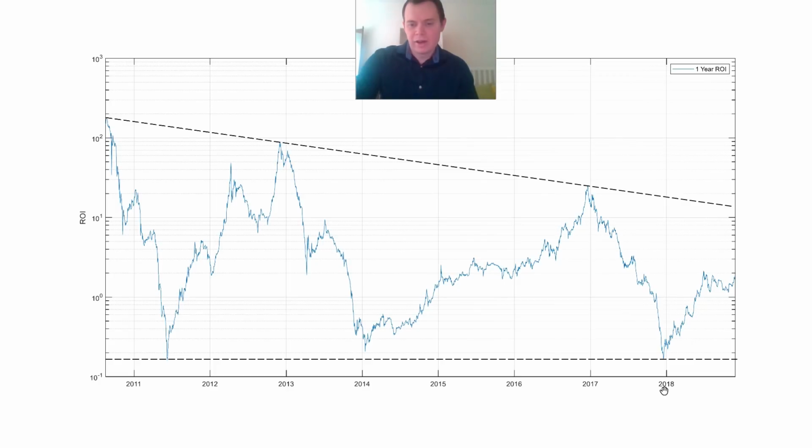Now note that the x-axis here, so time, only goes up to the end of 2018. This is because this would have been the ROI that you would have on Bitcoin had you bought it exactly 1 year ago. So 10 to the 0 means a 1x. Then 10 to the 1 is 10x. And these little tick marks are 2x, 3x, 4x, 5x. And this would be 20, 30, 40, 50. And this would be 100 and then 200.